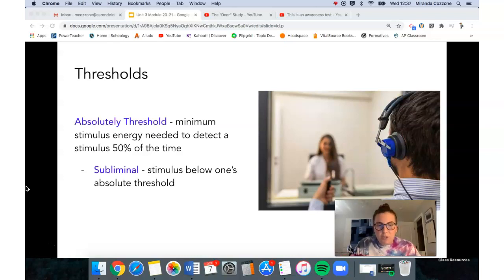So an absolute threshold, let's say for instance for hearing, would be a certain noise level that you would be able to hear at least 50% of the time. Maybe not 100% of the time because it's so faint, but your absolute threshold is that minimum bit of sound or that minimum bit of light that you would be able to process at least 50% of the time. Anything that's below that we would call subliminal, and that means that it's not significant enough for us to be able to detect it, okay? And when we really get into hearing, I'll give you guys some examples of that so you guys can try it on yourselves and your family members.